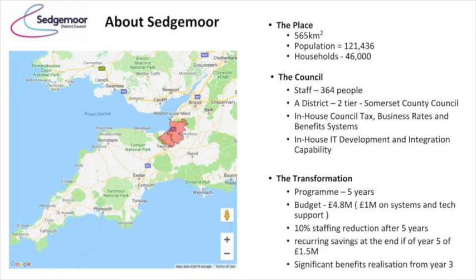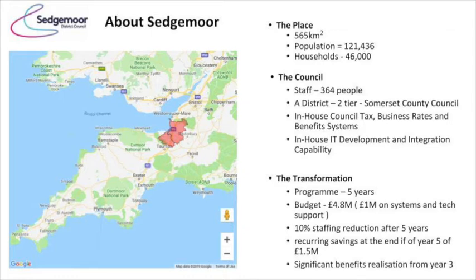Just a bit of context about Sedgemoor the place. Sedgemoor District Council is a district council in Somerset. We're a two-tier area, so there's a county council. There are 4 districts in the area. We have a population of about 121,000. We have an area of about 565 kilometres squared with 46,000 households.